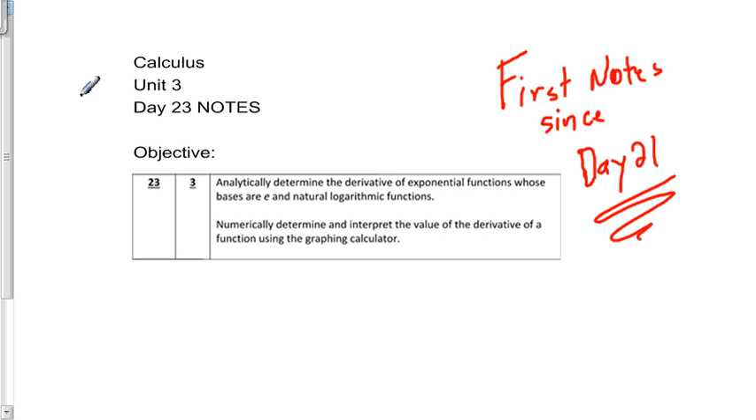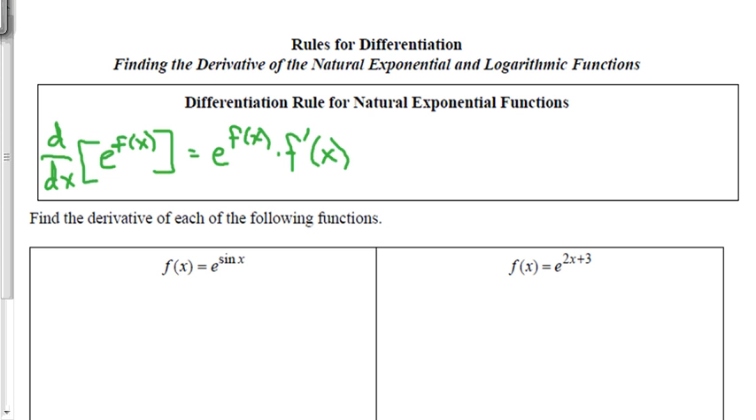Calculus, Unit 3, Day 23 notes. The objectives, two of them: analytically determine the derivative of exponential functions whose bases are e and natural log functions. And then we're going to numerically determine and interpret the value of the derivative of a function using the graphing calculator.